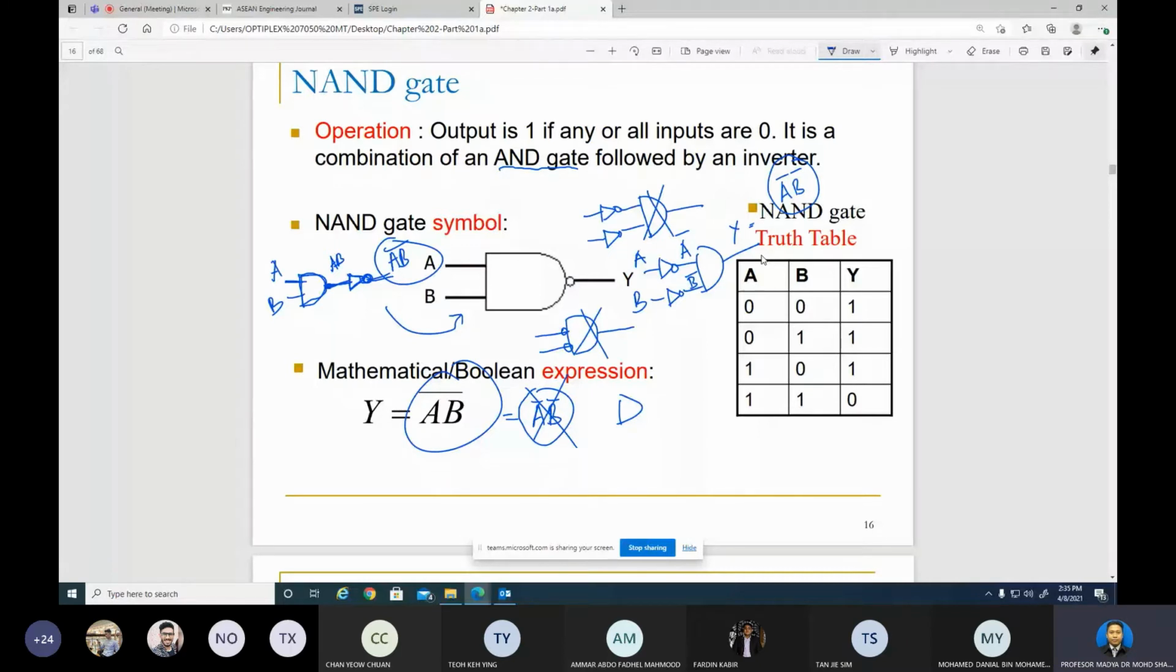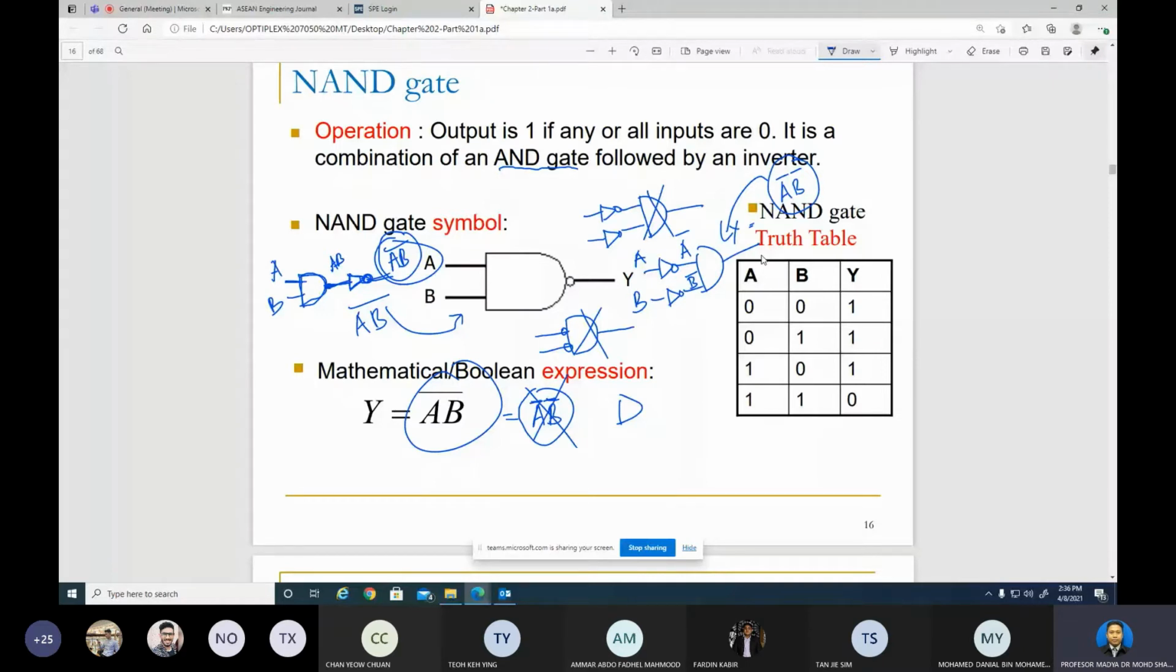Make sure you put the correct symbol. For example, you have to put the bubble in front of the AND gate here, because the NAND gate is the AND gate followed by an inverter. If you put A bar, B bar, it's not shared. If you do it like this, this is correct because you just invert both. You invert A and B. That's why the answer will be A and B bar, a shared bar.